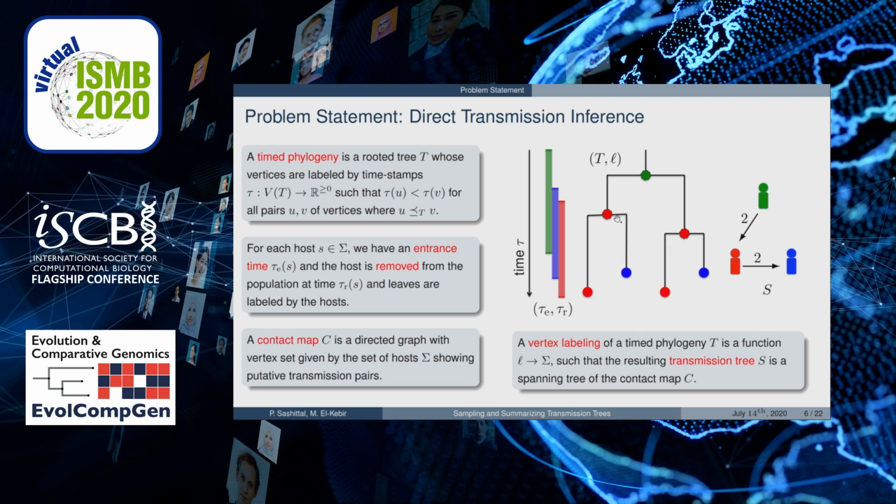Now it turns out that for a given phylogeny and epidemiological data, it might happen that you have multiple different solutions or multiple vertex labelings that result in a transmission tree, that is, a spanning tree of the contact map. And so a natural question arises: given a problem instance, does there exist an internal vertex labeling that results in a transmission tree? And if so, how many such vertex labelings exist?